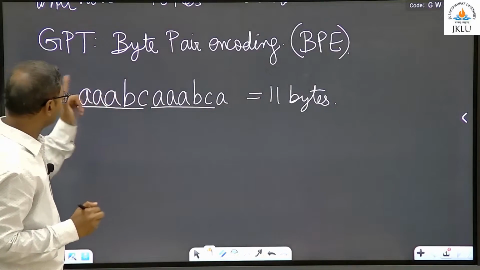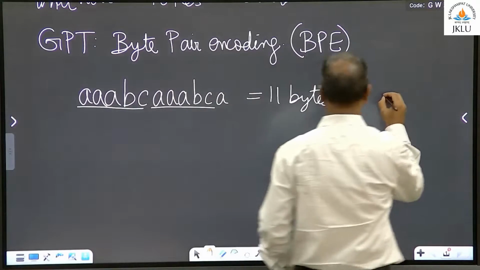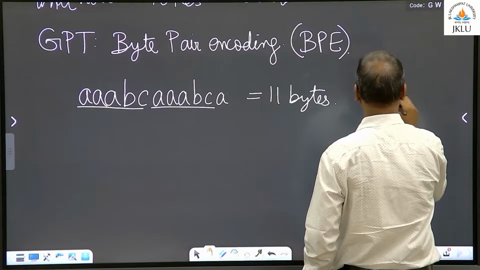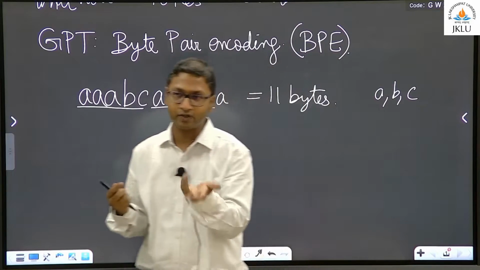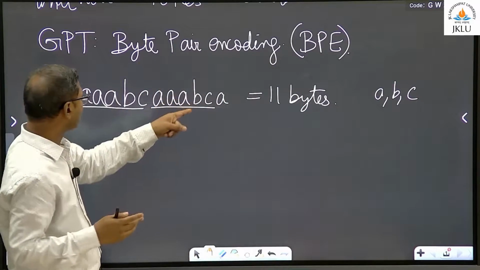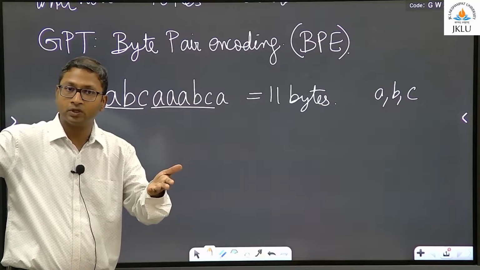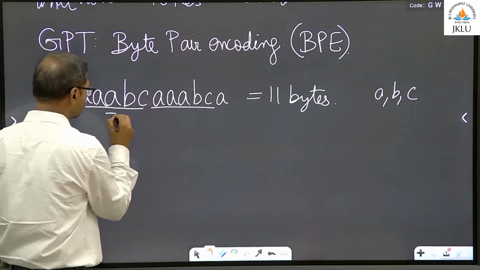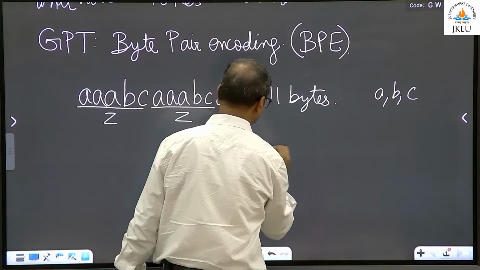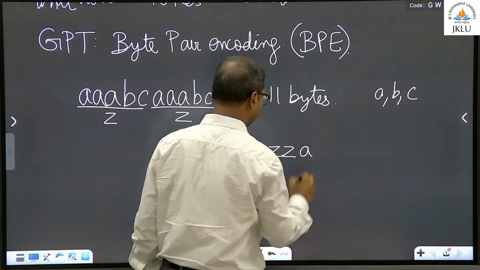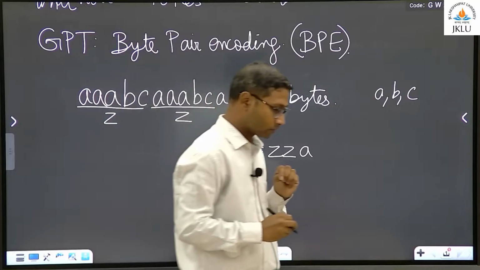So what is my vocabulary here? Which letters are appearing? I have A, B, C and nothing else. Now assume that we still have the English vocabulary from A to Z. So what is unused here is D onwards to Z. I can call this Z, this can be Z, this is still A. So the whole thing will become ZZA and will take only 3 bytes, or am I wrong here?